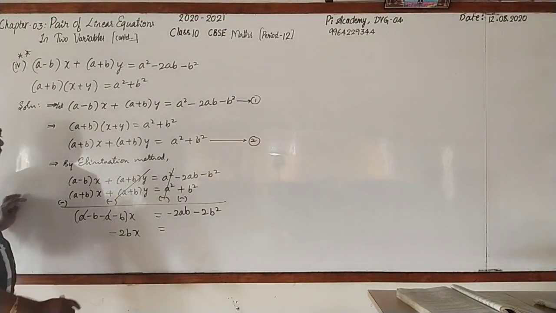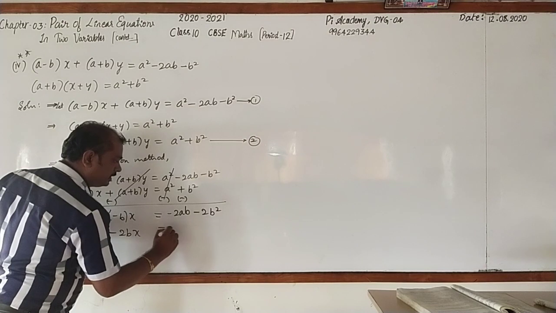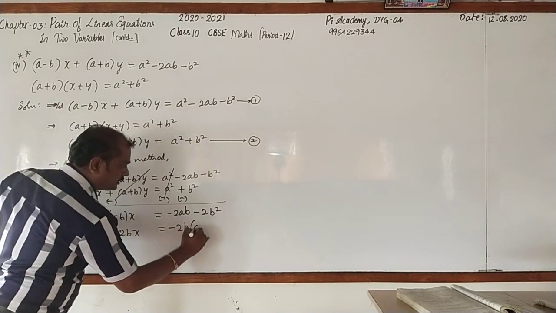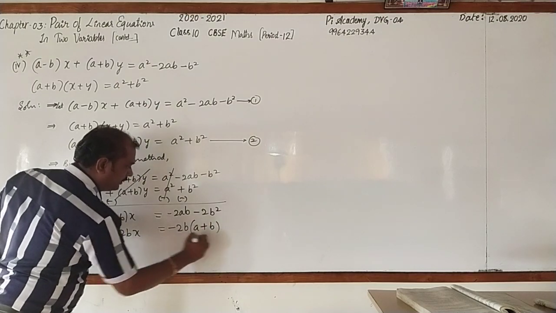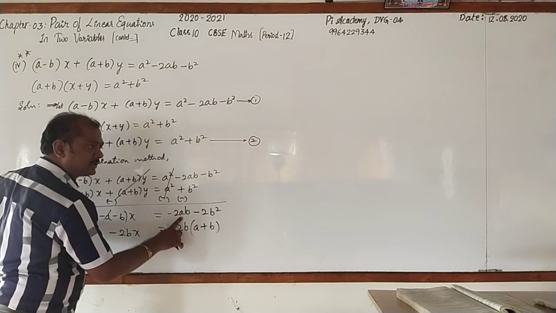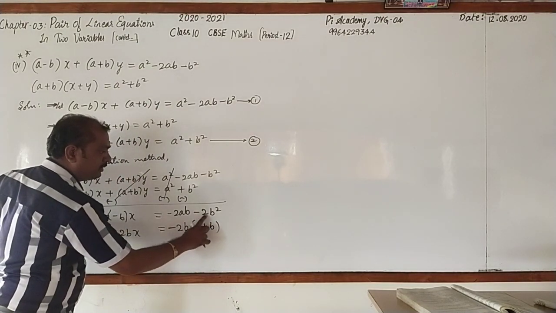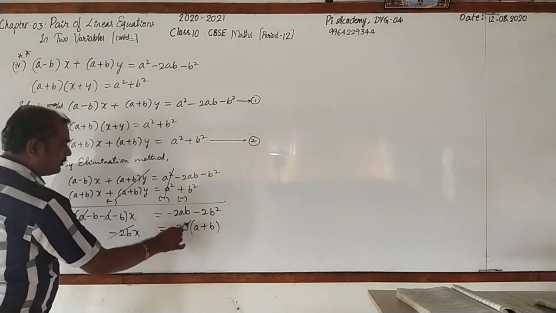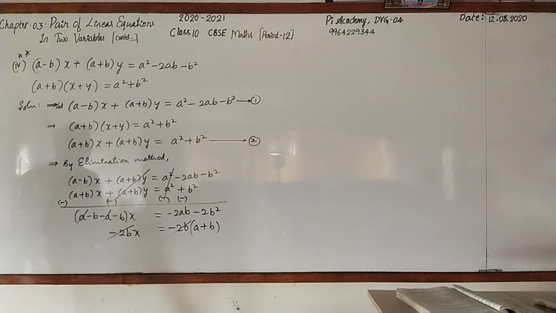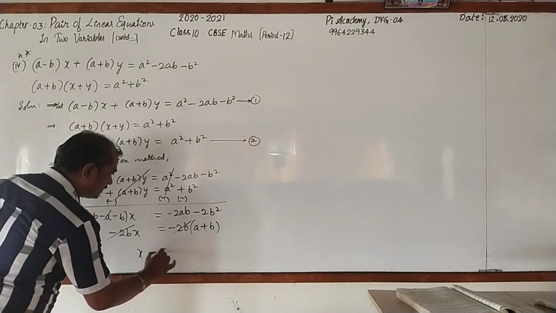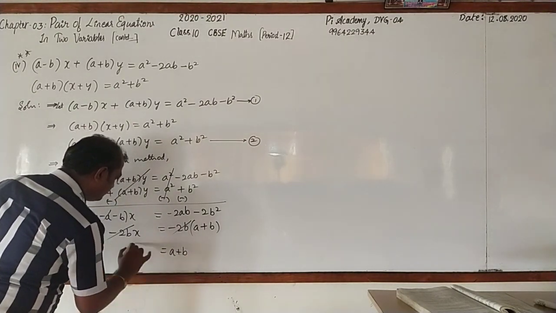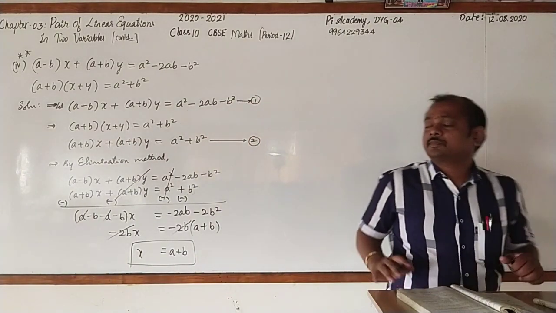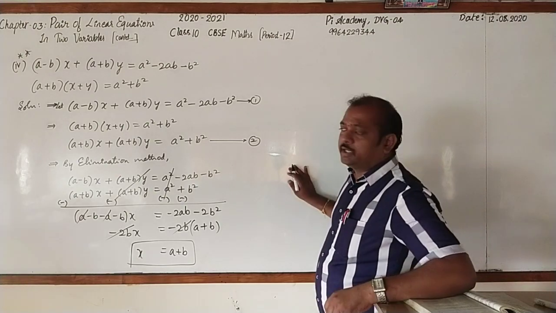It is equal to, here what is the common factor? Minus 2b. Minus 2b and b. You will get a plus b. Minus 2b into a, minus 2ab. Minus 2b into b, minus 2b square. Now minus 2b gets cancelled. What will remain? X equal to a plus b. I've got the same. Let us find out y.